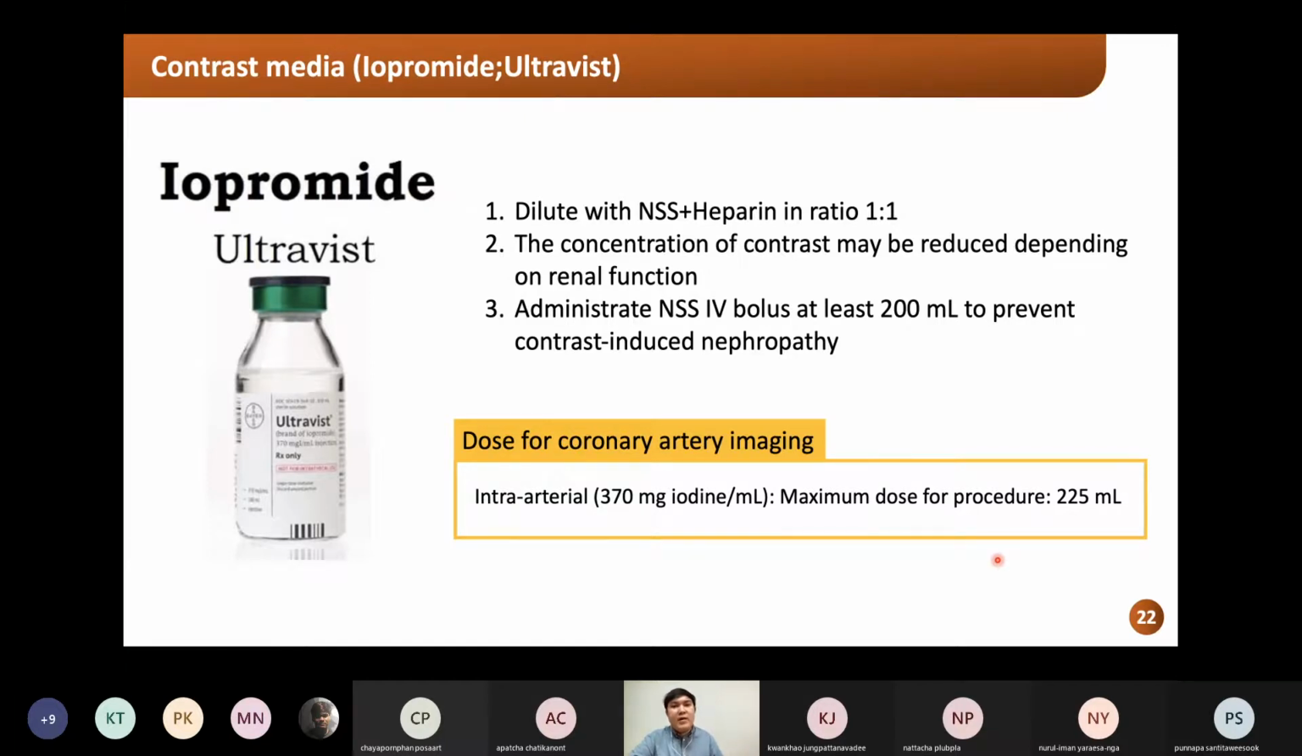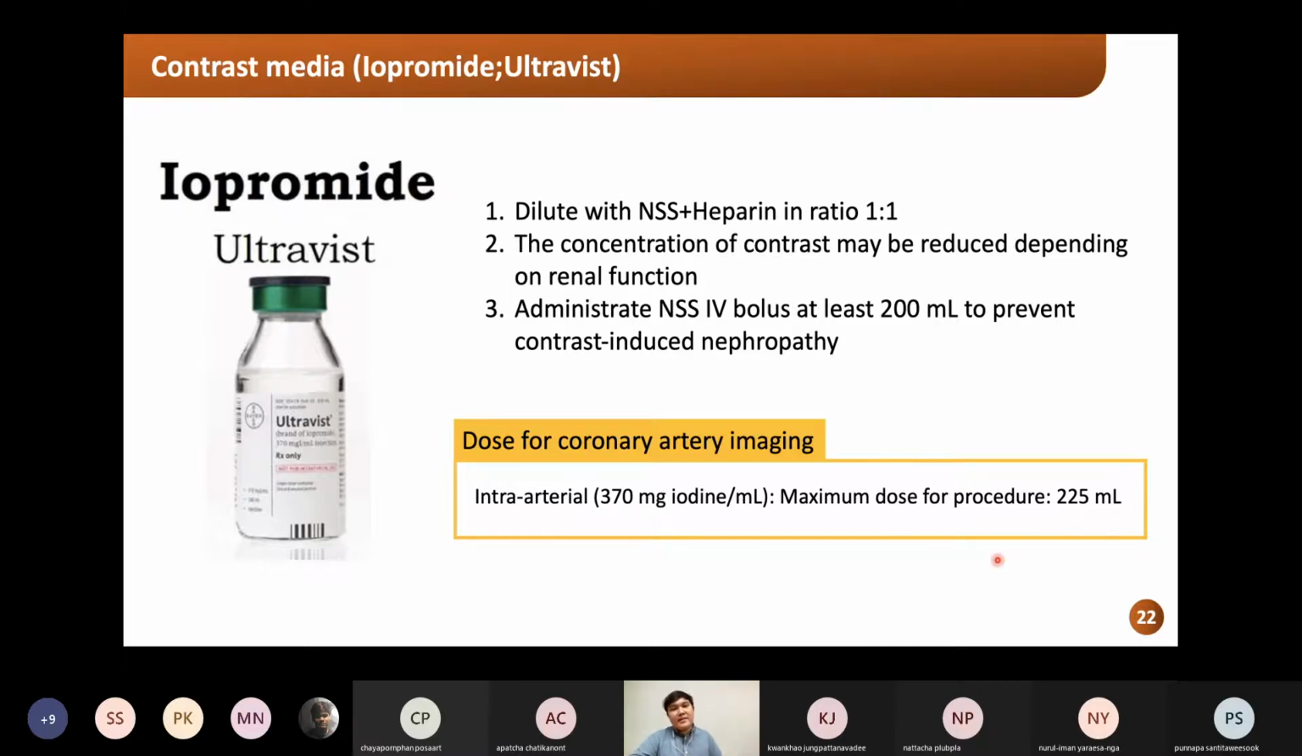And the third one is about administering normal saline IV bolus. After or while doing the procedure, the doctor may request the nurse to administer normal saline through IV bolus. It's just like stop and start. Bolus is something like that, at least 200 milliliters, to prevent contrast-induced nephropathy.